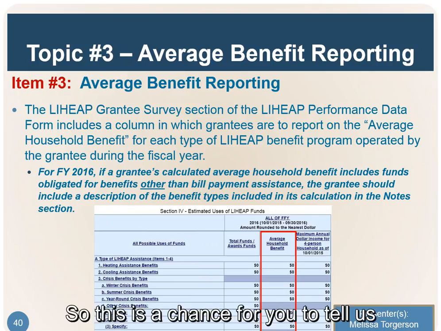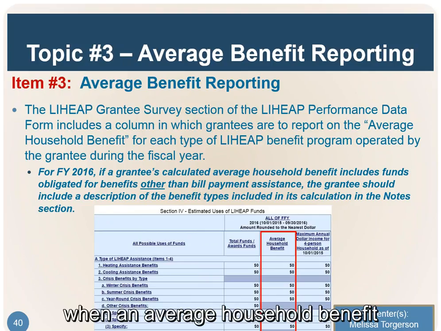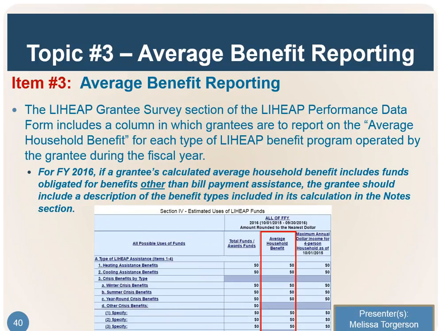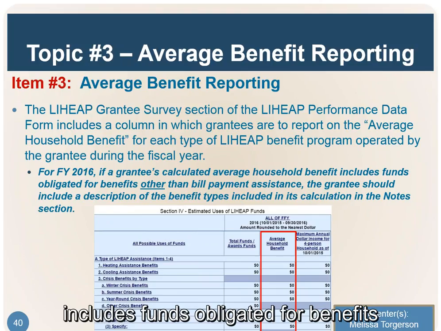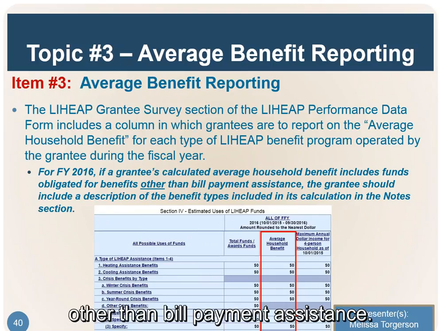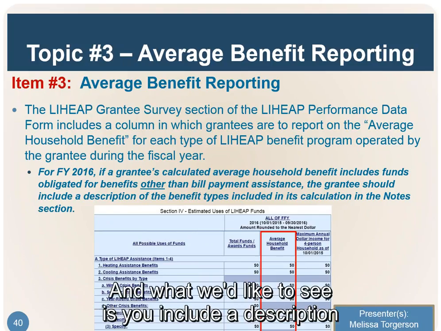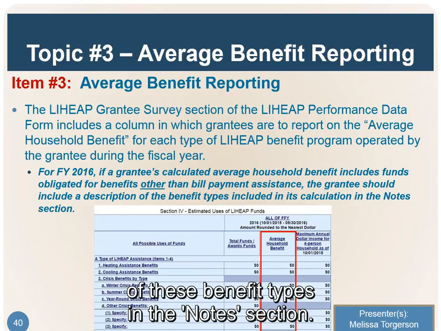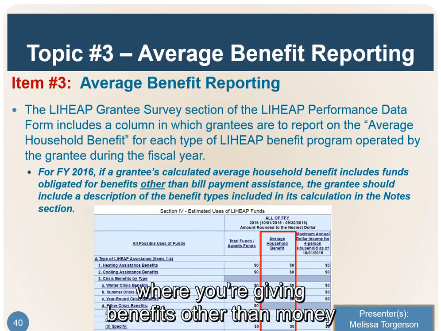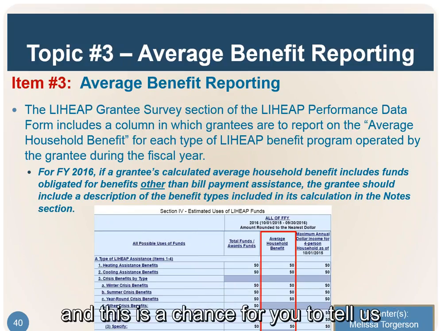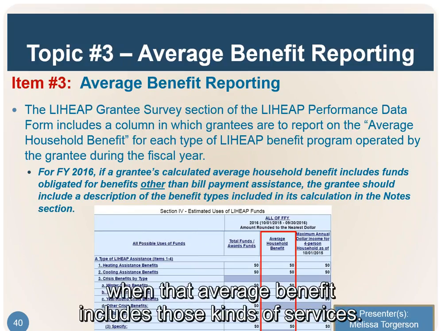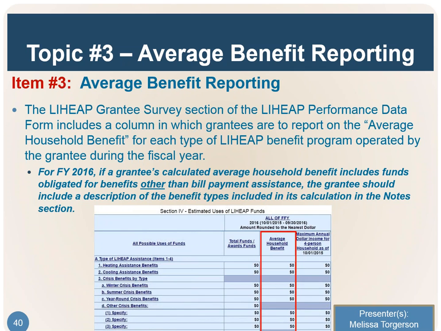So this is a chance for you to tell us when an average household benefit includes funds obligated for benefits other than bill payment assistance. What we'd like to see is you include a description of these benefit types in the notes section. So we know some of you have programs where you're giving benefits other than money, and this is a chance for you to tell us when that average benefit includes those kinds of services.